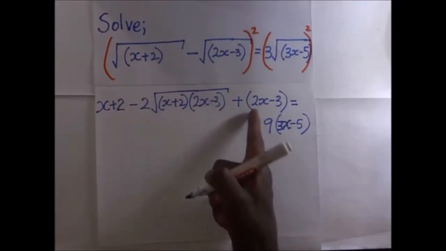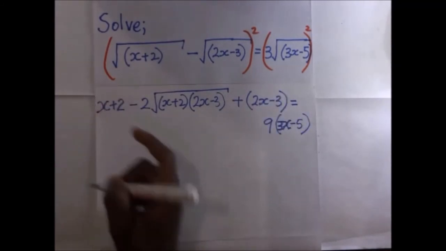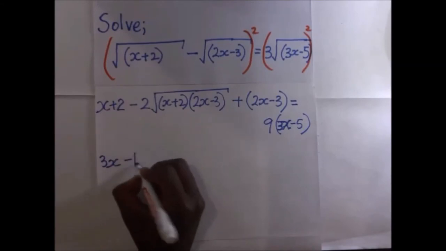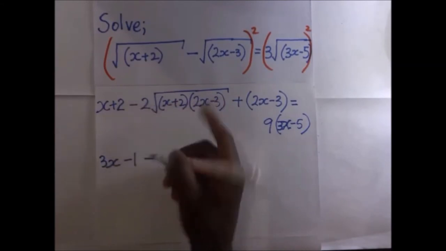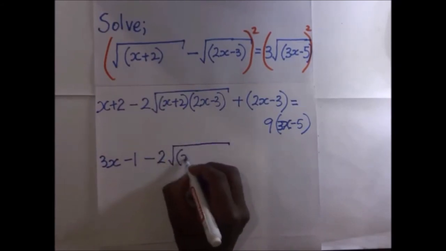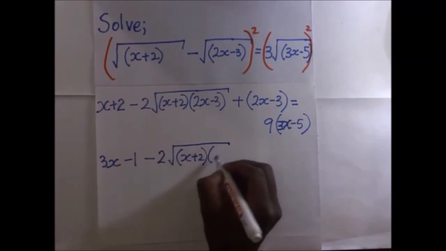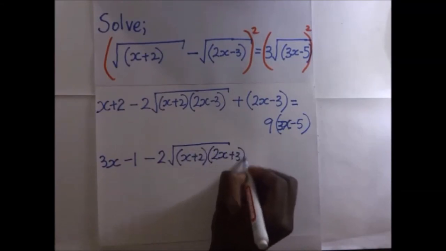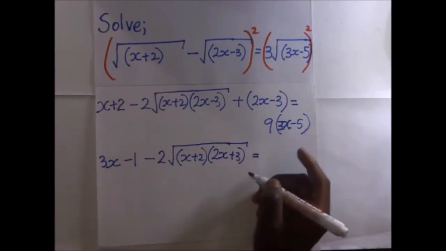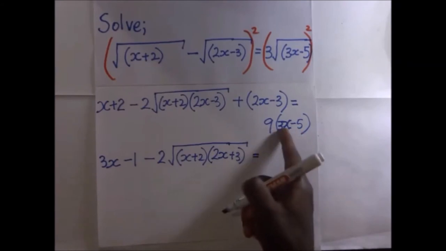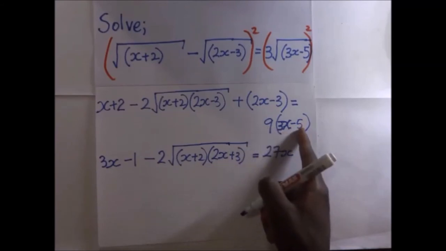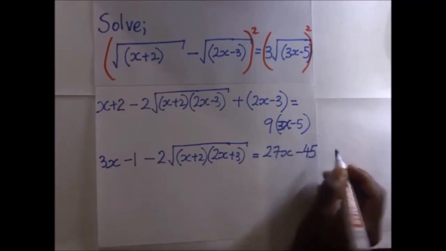So we collect like terms. We add this to that term, and adding this to that term is going to become 3x minus 1. Then minus 2 under the square root of x plus 2 into 2x minus 3. Now the right side is going to become 9 times 3, which is 27x. Then 9 times negative 5 will give us minus 45.